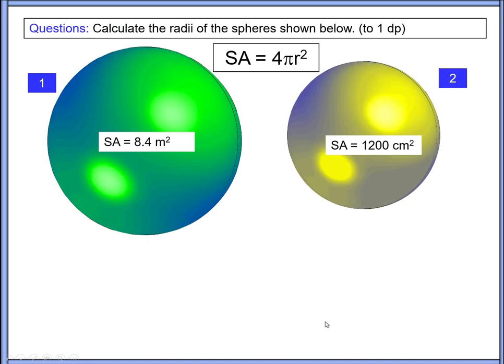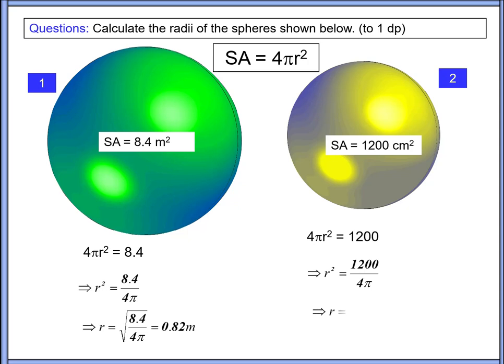And you've got 2 questions for you to try. Click pause, off you go. On question 1, you should have worked out r as equal to 0.82 meters. And on question 2, you should have the radius is equal to the square root of 1,200 divided by 4 pi, 9.8 centimeters.